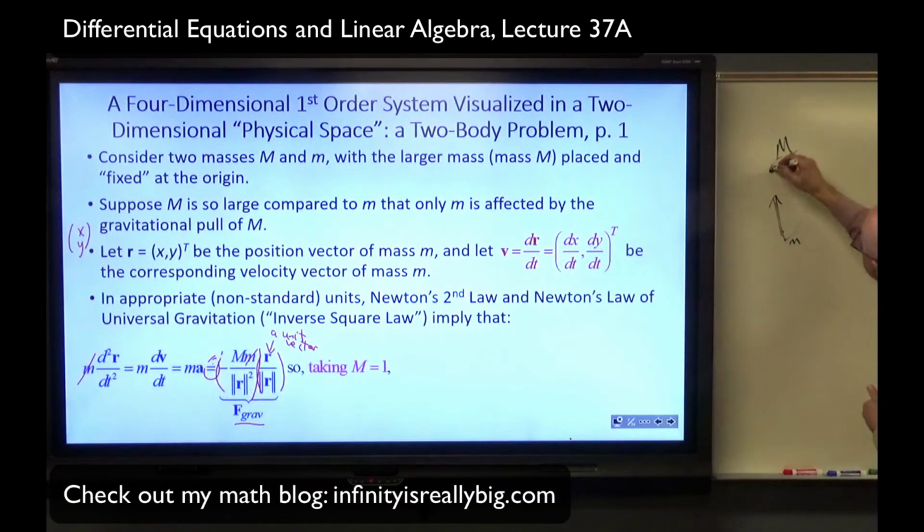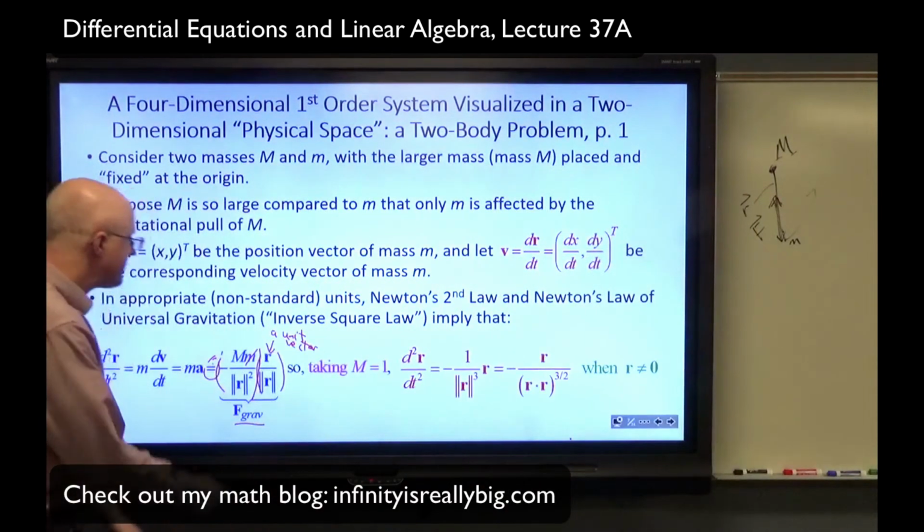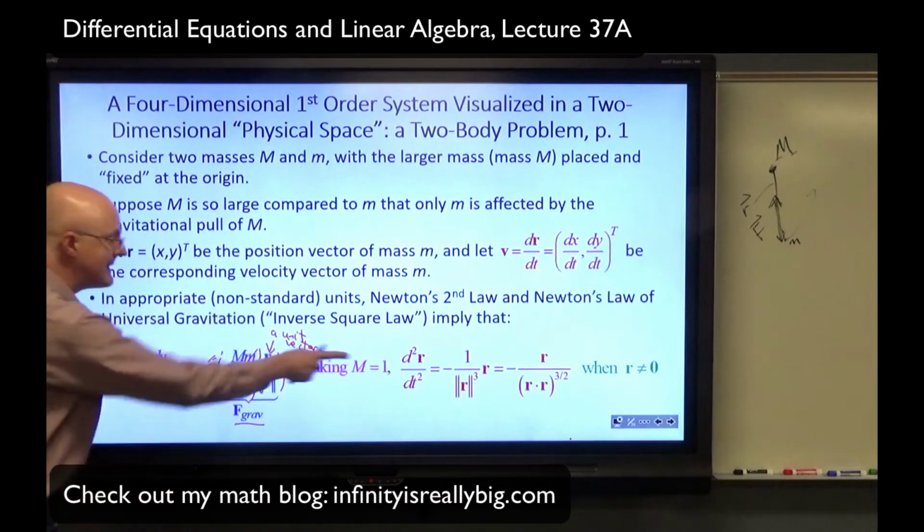The position, if this is at the origin, the position vector is like this. That's r itself. But the force vector has to point in the opposite direction, and in fact toward the origin. That's why we need the negative sign there. You can simplify it if you take capital M to be 1.